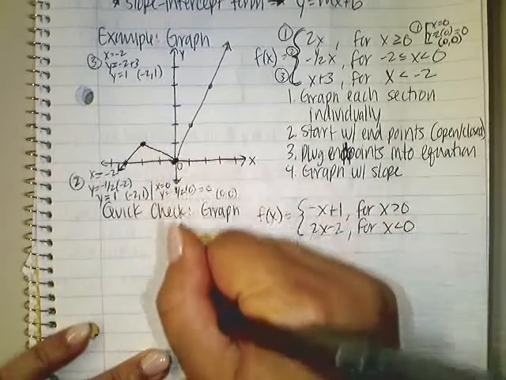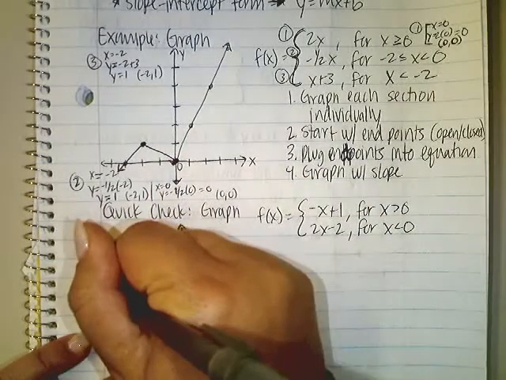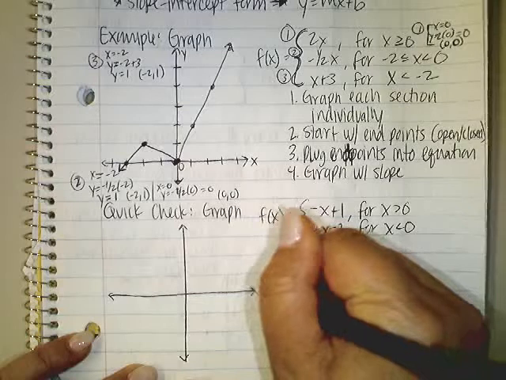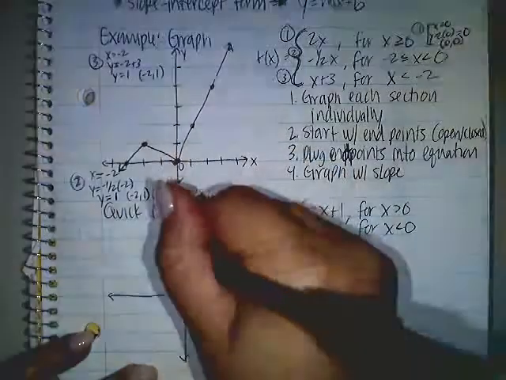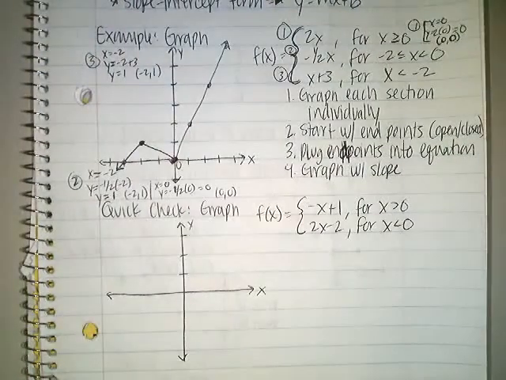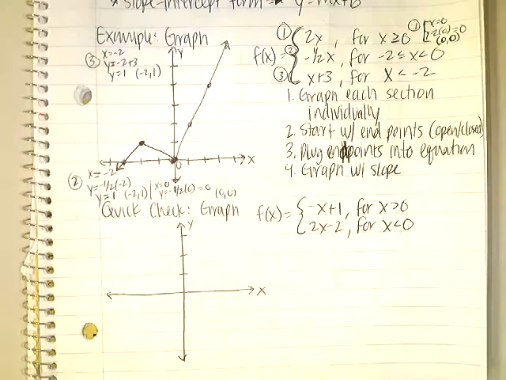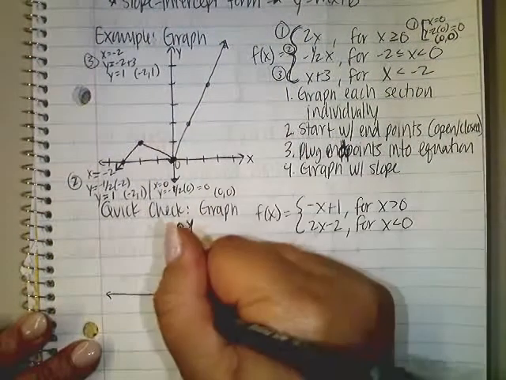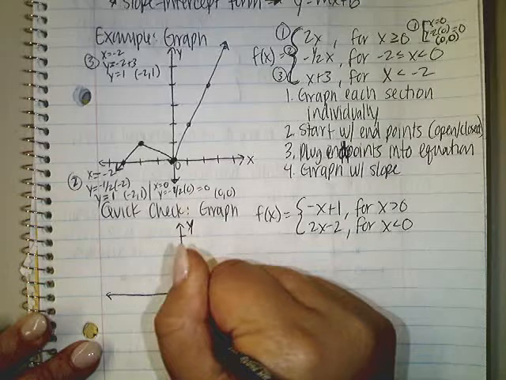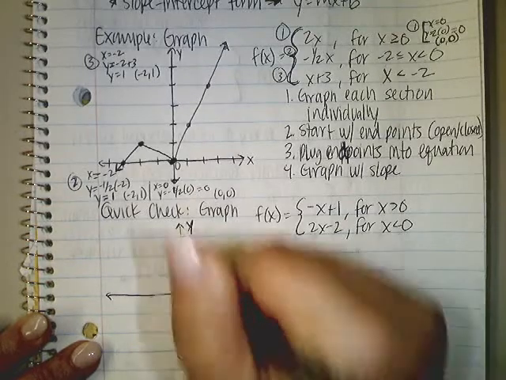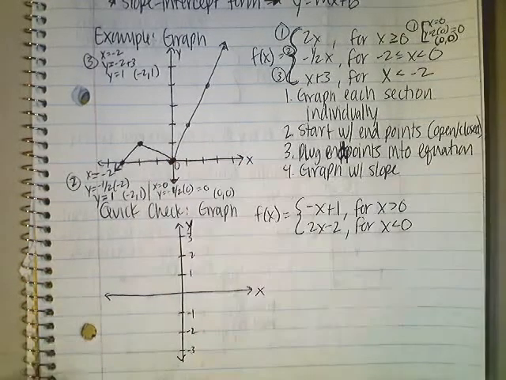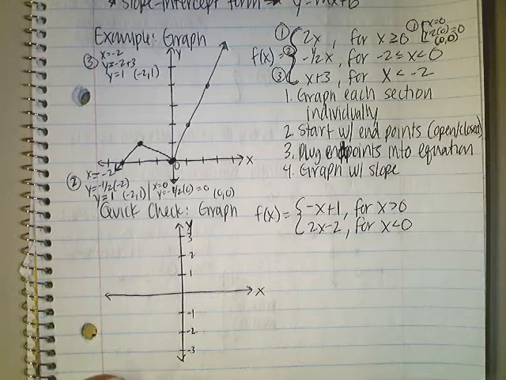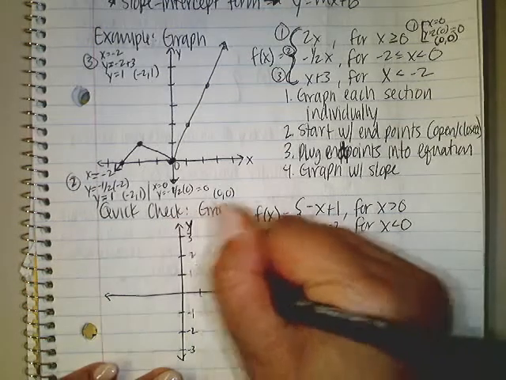So I'm going to start by sketching my coordinate grid. X-axis, y-axis, 1, 2, 3, and then the other way, -1, -2, -3. And then I can graph 1, 2, 3.